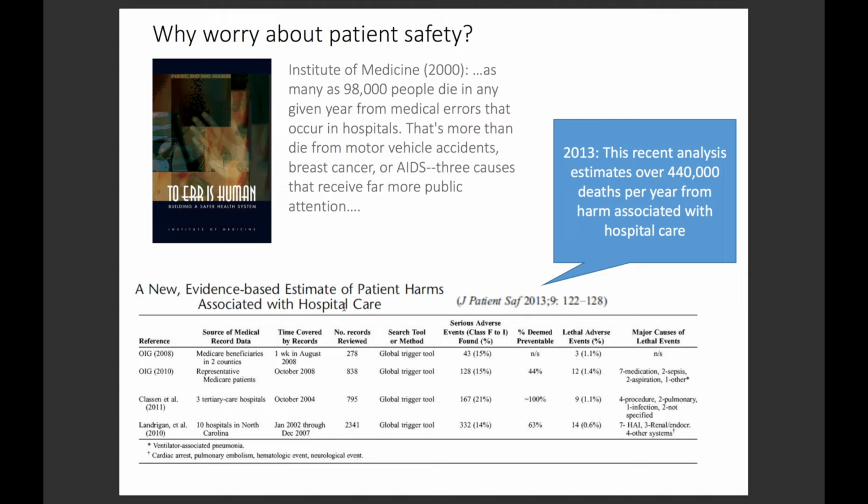So why worry about patient safety? In the year 2000, it's exactly 16 years ago now, the Institute of Medicine came out with a report that said as many as 98,000 people die in any given year from medical errors that occur in hospitals, and that's more than die from accidents, breast cancer, AIDS. And this is a giant deal in healthcare. And in 2013, a recent analysis estimates that over 440,000 deaths per year from harm occurred due to healthcare. So this is a big deal and why we should be concerned about it.